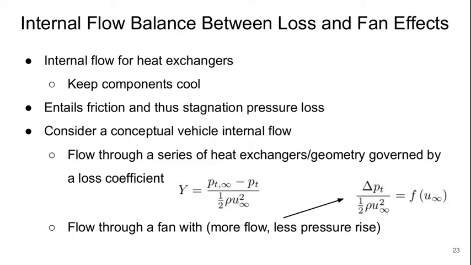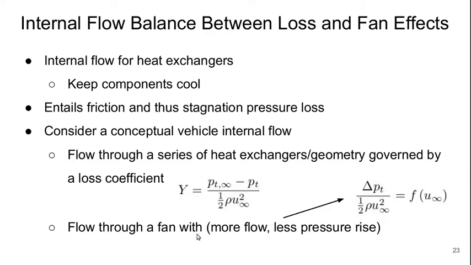Turning to the internal flow, this is a balance between loss and the impact of the fan. Again, the internal flow is there for heat exchangers to keep things cool. It entails friction because we're going through heat exchanger passages, and thus stagnation pressure losses, so no way around that. If we think about a conceptual vehicle internal flow, there'll be a flow through a series of heat exchangers and geometry that's governed by a loss coefficient. The loss coefficient is (pt infinity minus pt) over 1/2 rho u infinity squared. This is similar to what you looked at in lab one.